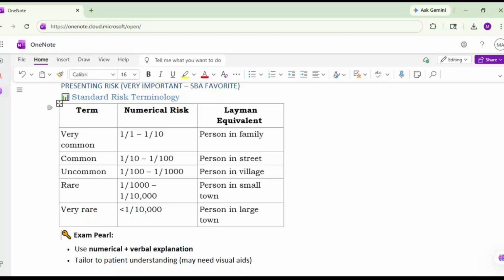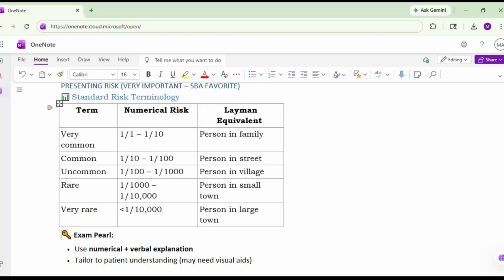The term very common corresponds to 1 in 1 to 1 in 10 risk, equivalent to a person in the family. Common is 1 in 10 to 1 in 100, a person in the street. Uncommon is 1 in 100 to 1 in 1000, a person in the village. Rare is 1 in 1000 up to 1 in 10,000, a person in the small town. And very rare is less than 1 in 10,000, a person in the large town.